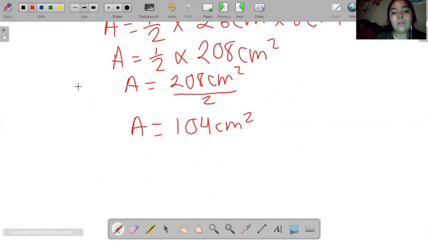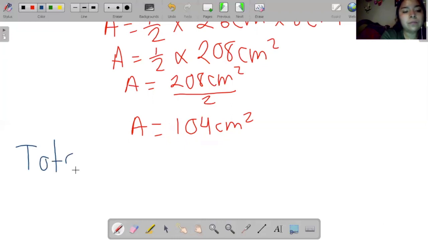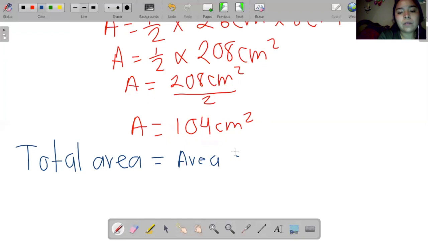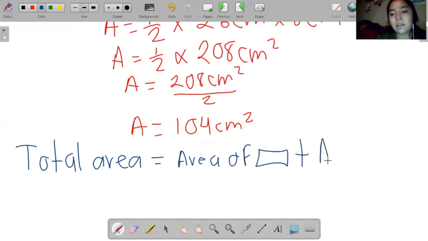So now that we know the area of the trapezoid and the rectangle, to find the area of the composite figure, we're going to add both together. So we're going to add the area of the trapezoid and the rectangle. So our total area is equal to area of rectangle plus area of the trapezoid. Right?